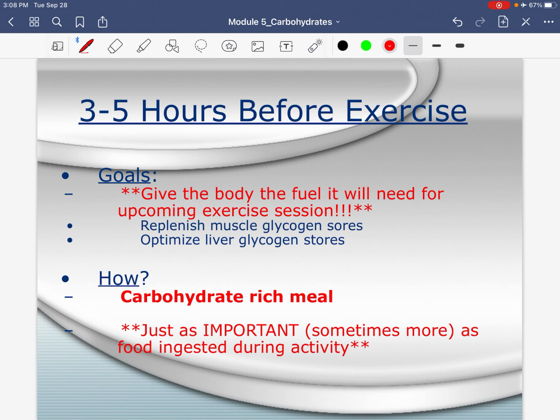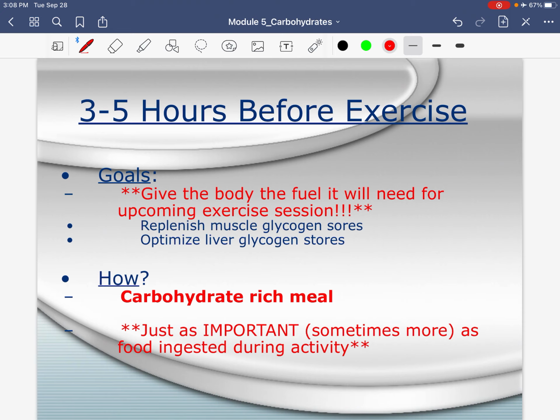Okay, so that was the everyday diet, and then that was kind of a couple days before. What about a couple hours before? The goal is to bring in fuel. We're about to do an activity. We better fill up the gas tank.